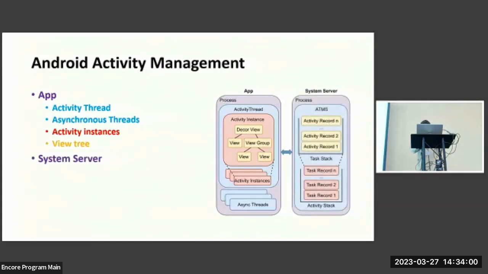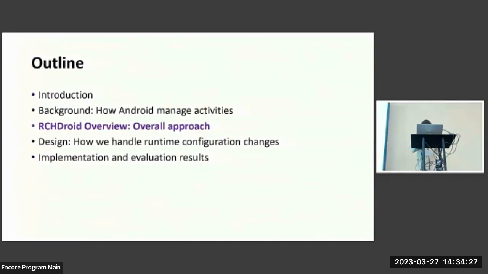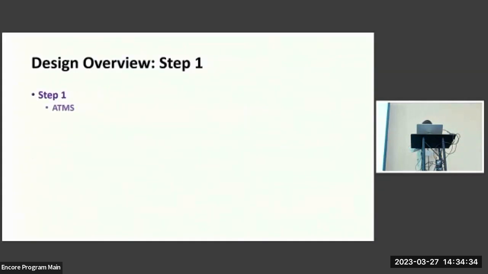The Android system has a system server to control the life cycle of each app. Specifically, it maintains the app activity stack, and each activity stack maintains several task records. Each task record represents one app, and each task record corresponds to a task stack, and inside the task stack, there are several activity records. And then our RCHDroid is actually a cooperation between the ATMS and the activity thread.